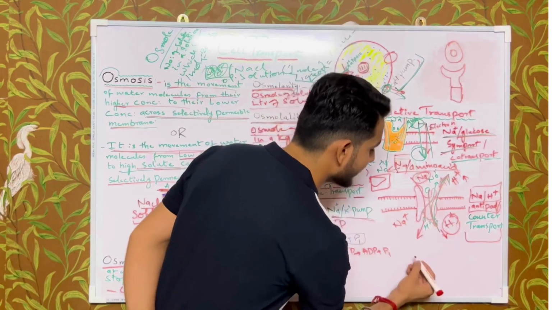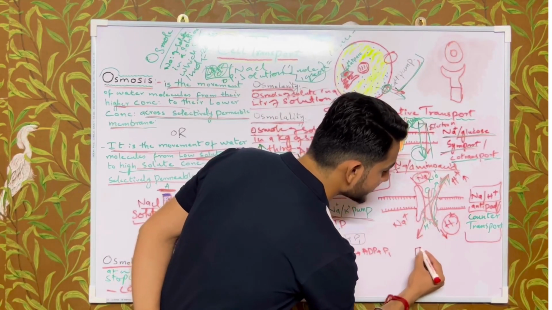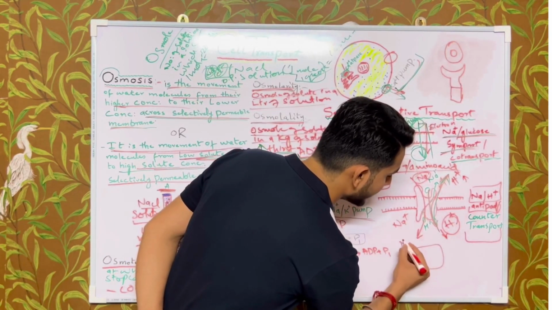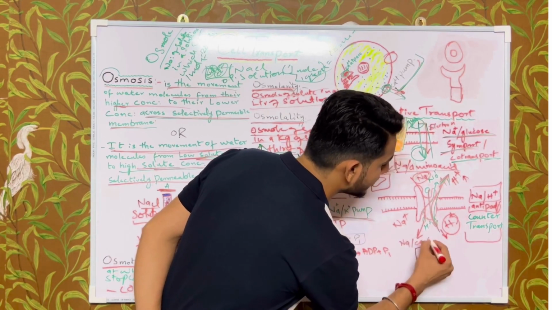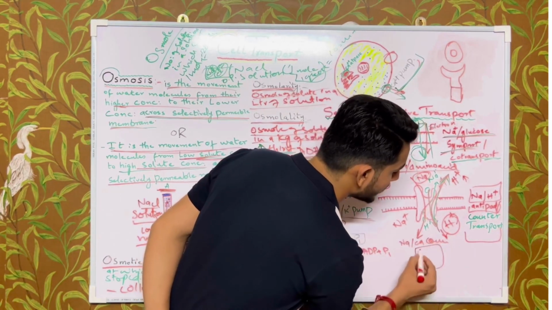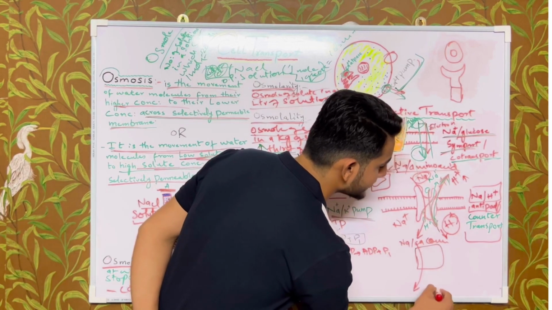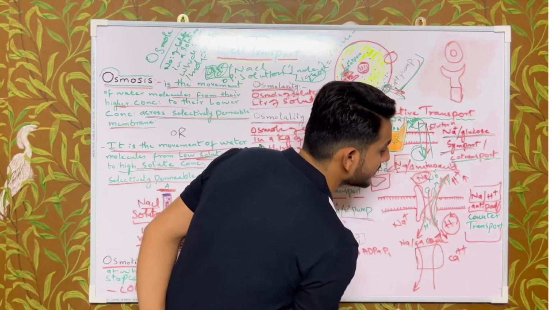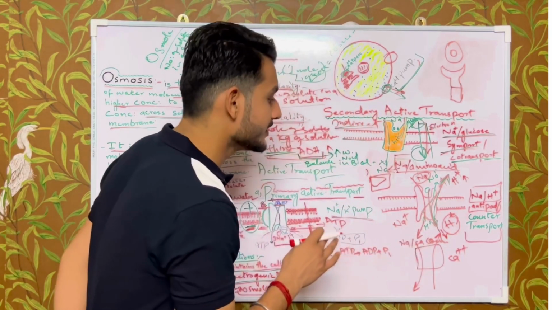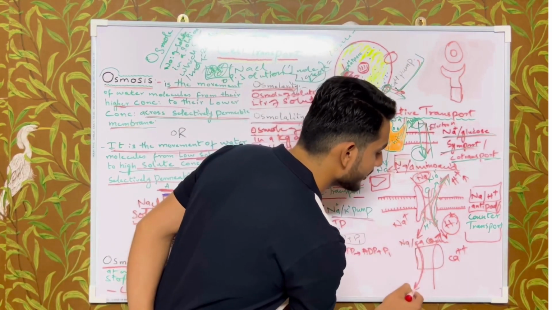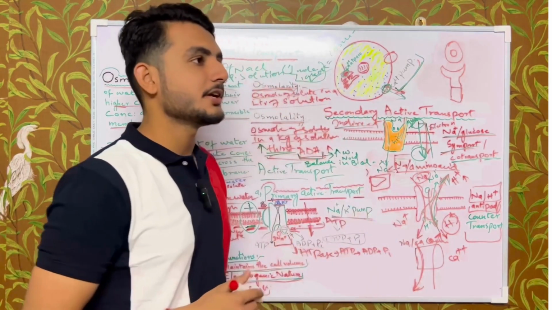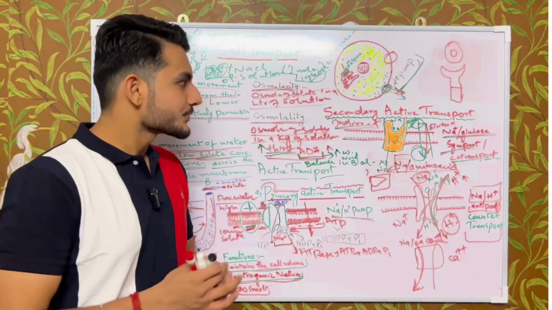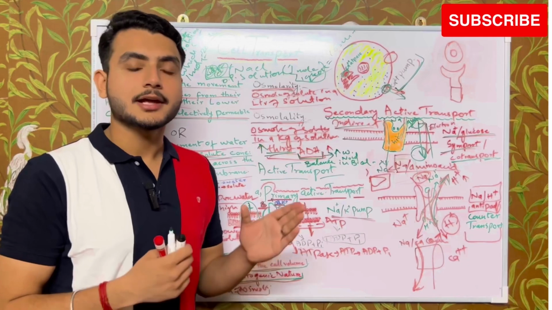We have another example as well, which is the sodium calcium counter transport, in which sodium is moving inside the cell, whereas calcium is thrown outside the cell by the energy which is released by the movement of the sodium ions along the concentration gradient. So with this, we are done with active transport as well.